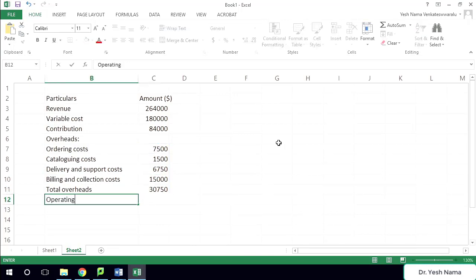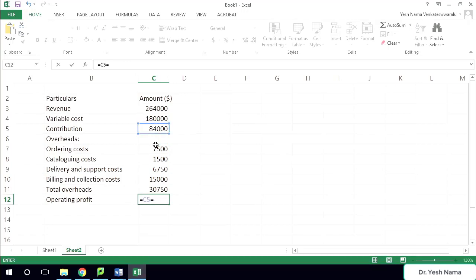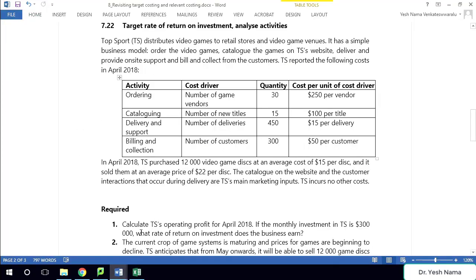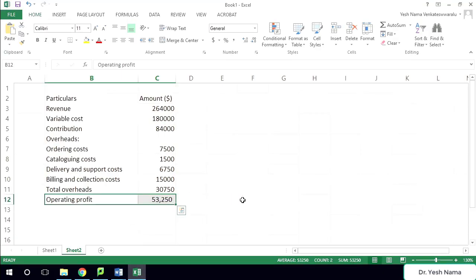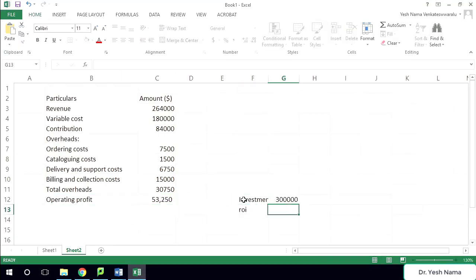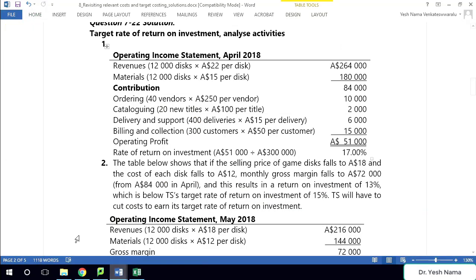And operating profit is equal to contribution minus overheads, 53,250. And what is the rate of return on investment? 300,000 is the investment. Rate of return, return on investment, ROI, is equal to profit upon investment times 100, 18%. 17.75 to be precise. Let's move on to the next bit.